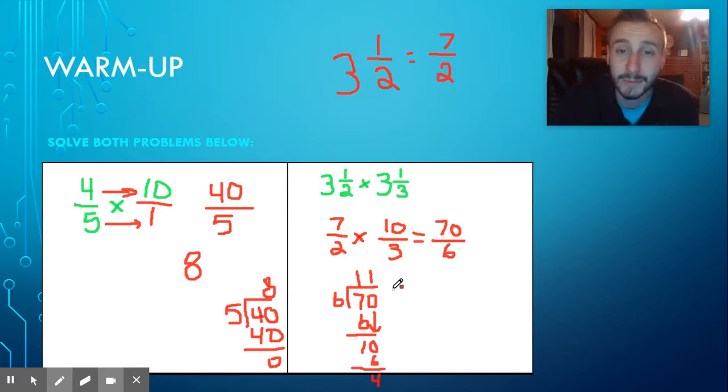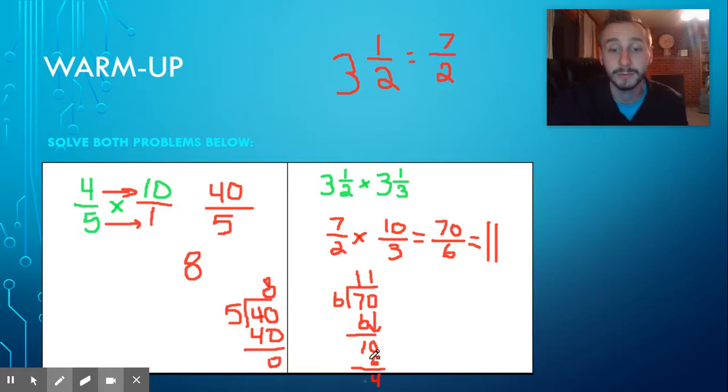Now, if you remember from last week, the trick that you can use is you take your answer, which is 11, and you write that nice and big. And then you take your remainder, which was 4, you put that on top, and your divisor, the number you divided by, goes on the bottom. So far we have 11 and 4/6.